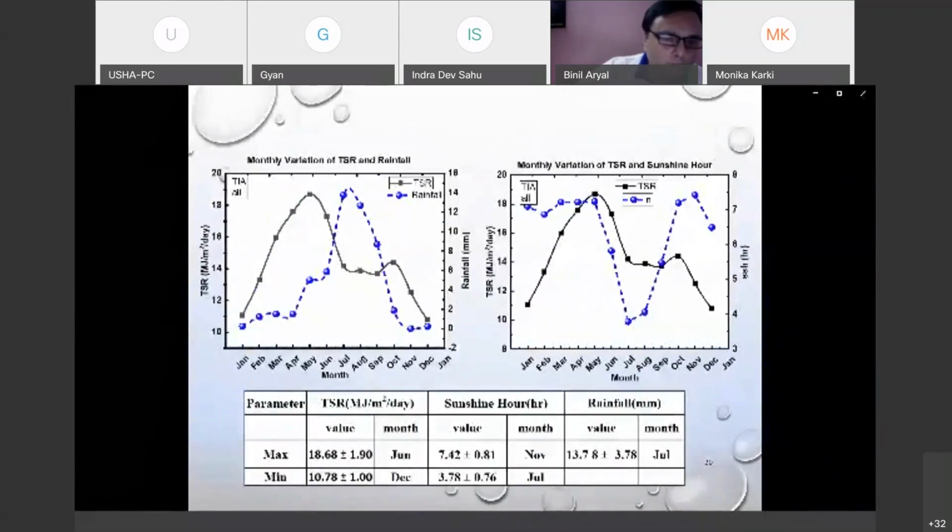This figure gives the monthly variation between the total solar radiation and rainfall and sunshine hour. The TSR is inversely related with rainfall and directly related with the sunshine hour. In the month of July, sunshine hour is lower, whereas rainfall is maximum.